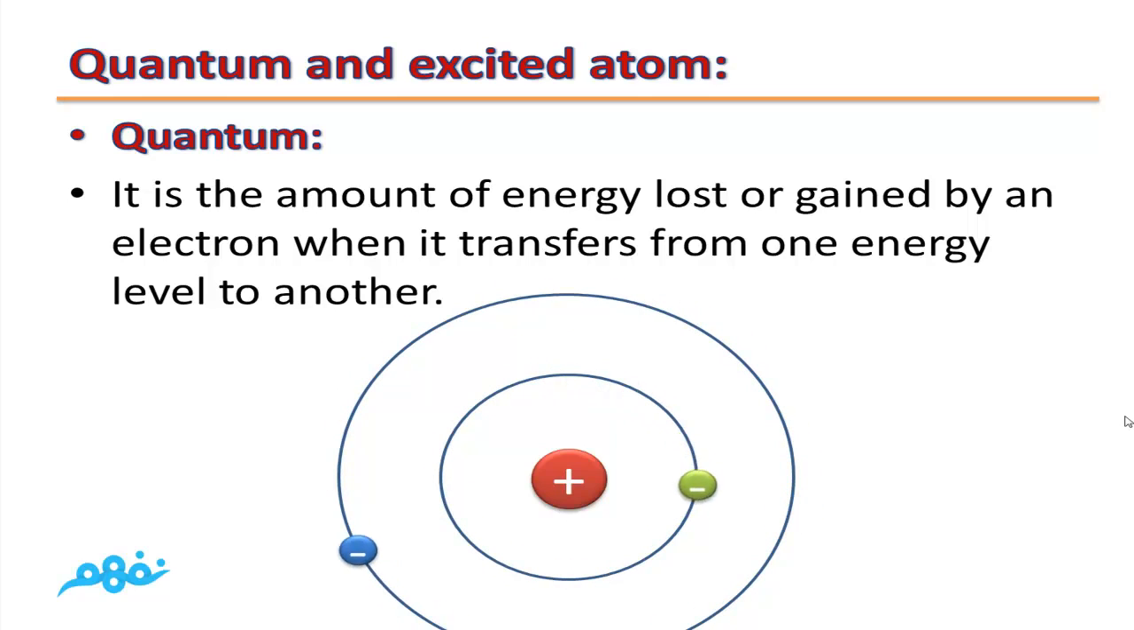It will rotate in this higher energy level until it loses the quantum of energy again, and it will return back to its original energy level. So by losing a quantum of energy, the electron will move from a higher energy level to a lower one. By gaining a quantum of energy, the electron will move from a lower energy level to a higher one.